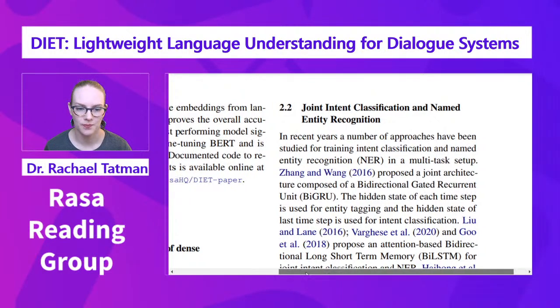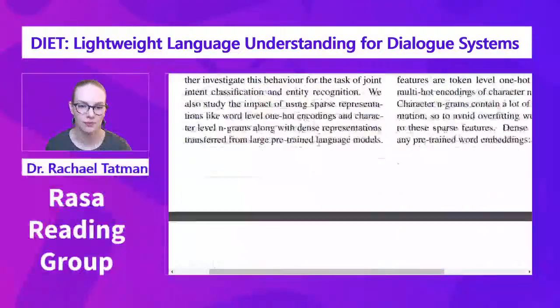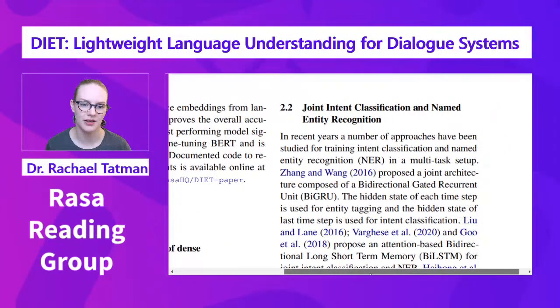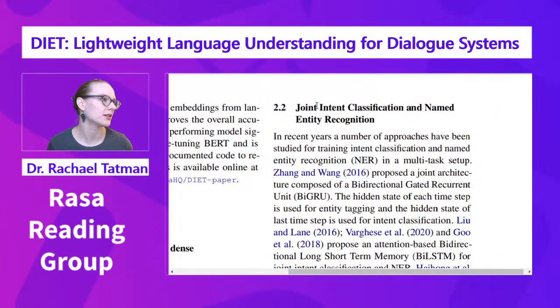All right, so talking about the current approaches and then the joint multitask learning. So joint intent classification and named entity recognition. In recent years, a number of approaches have been studied for training intent classification and named entity recognition in a multitask setup. Zhang and Wang, 2016, proposed a joint architecture composed of bidirectional gated recurrent units. Oh, that sends me back. 2016, yeah, that's about right. That's when I was in grad school.